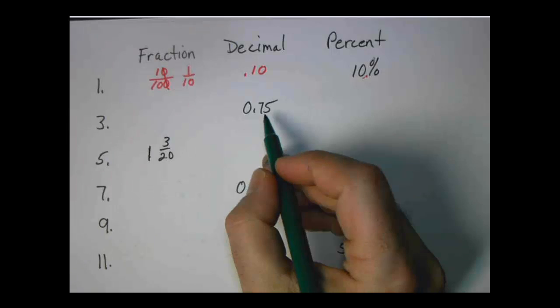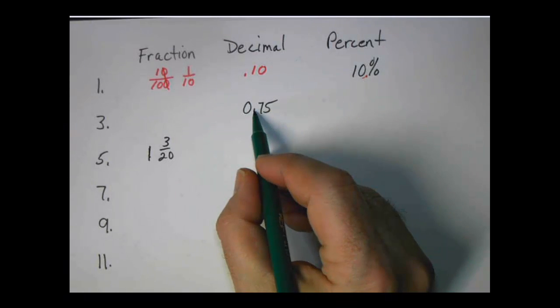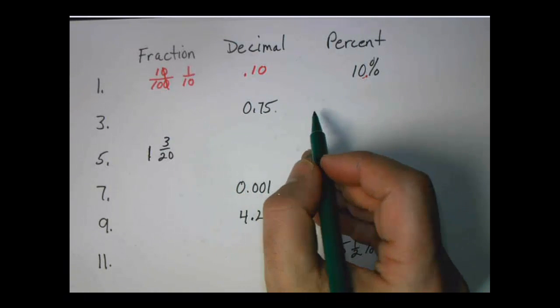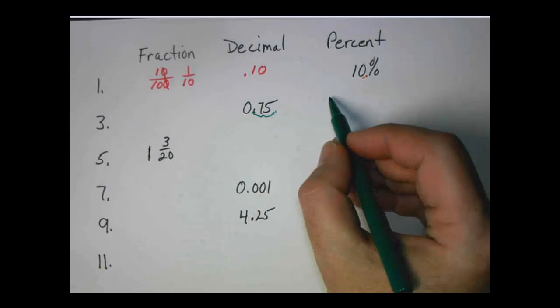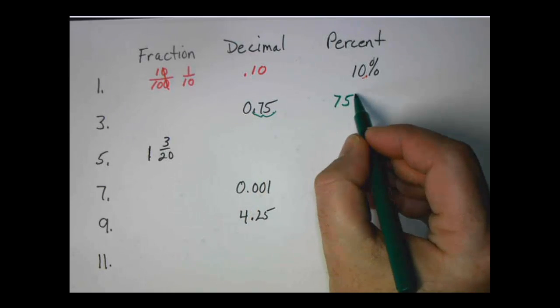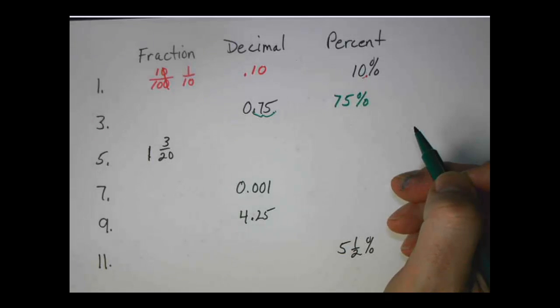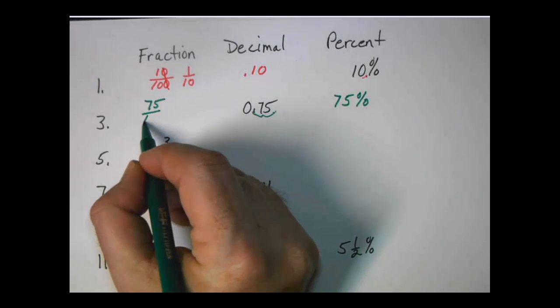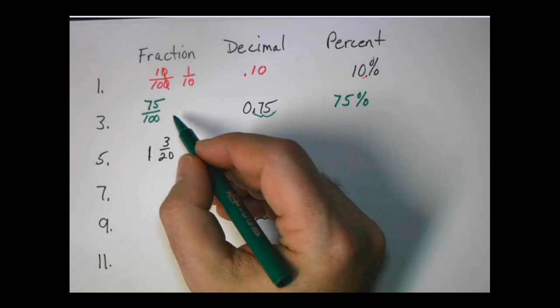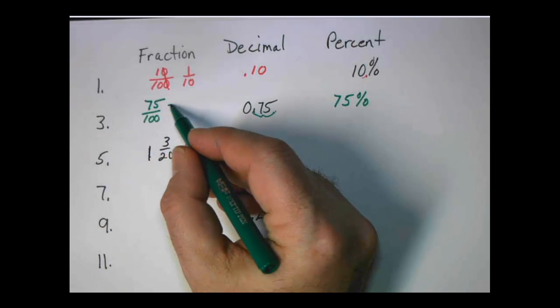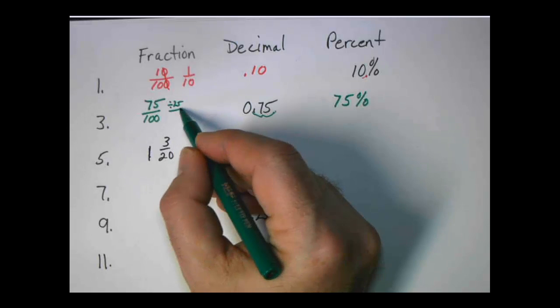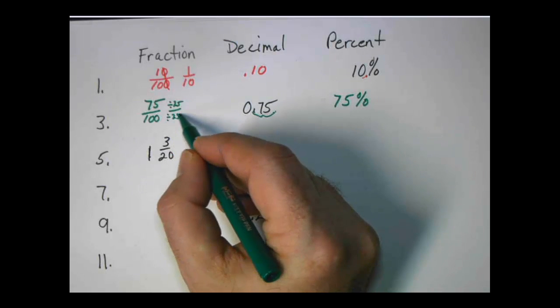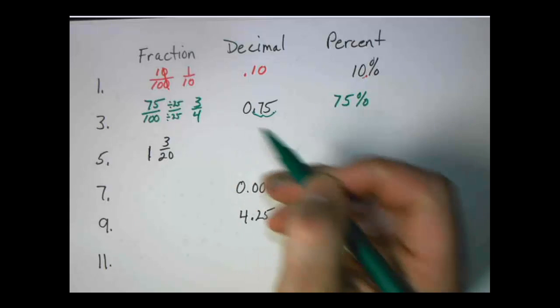Okay, to move a decimal to a percent, we move 2 spots to the right, 1, 2, and add the percent sign. Percents go over 100 for a fraction, and then reduce. 25 will go into both 75 and 100, so we divide both the top and the bottom by 25, 3/4.